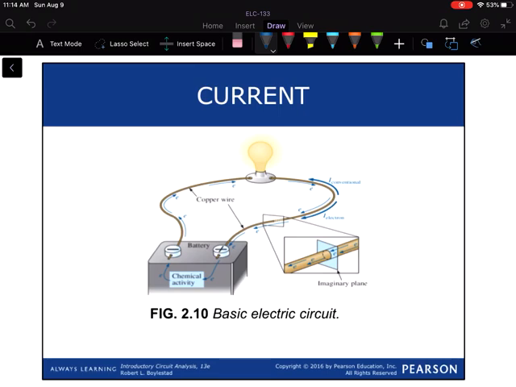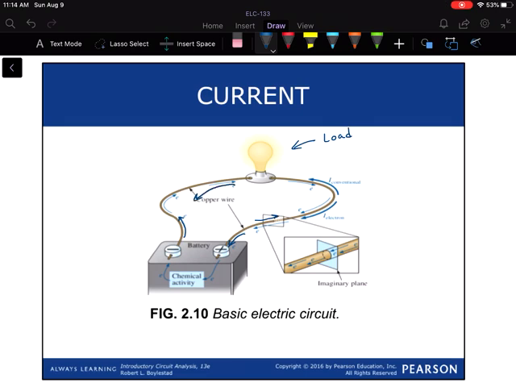So let's talk about current again for a moment. Here you see a wire connected to the battery, and then we have what we call a load on the circuit, which is in this case a lamp. And we need to talk about which direction that current is flowing. Does it go from the negative terminal, as you see here, back to the positive? Or does it leave the positive terminal and go back to the negative?